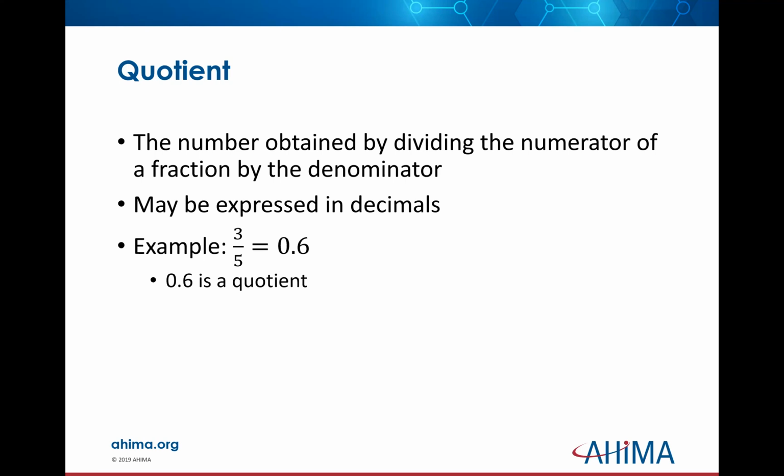When we talk about a quotient, we're talking about a number that's obtained by dividing the numerator of a fraction by the denominator. And this is what gives us a fraction put into decimal places. So in our example of 3/5, we see it as 0.6. That 0.6 is the quotient. It's the number that you get when you divide the top number by the bottom number. In other words, dividing the numerator by the denominator.